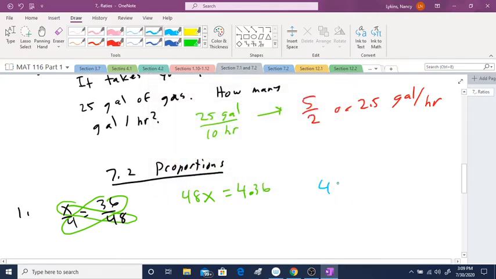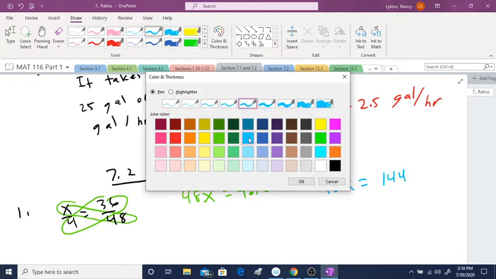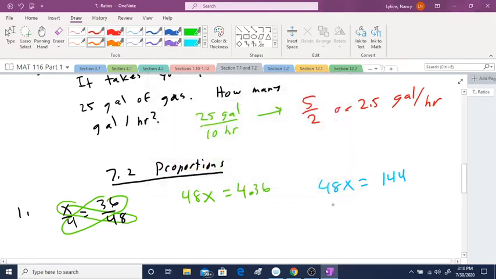So that would be 48x equals, okay, so now you want to figure out 4 times 36, which comes out to be 144. And then you want to get rid of 48 by dividing, because that's multiplying, you do the opposite. So x equals 3.